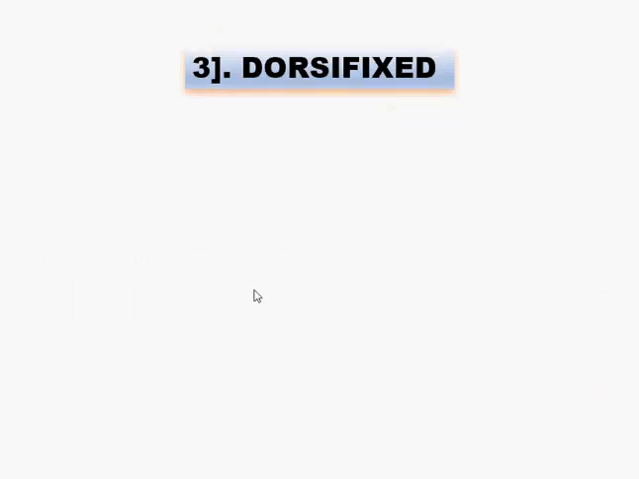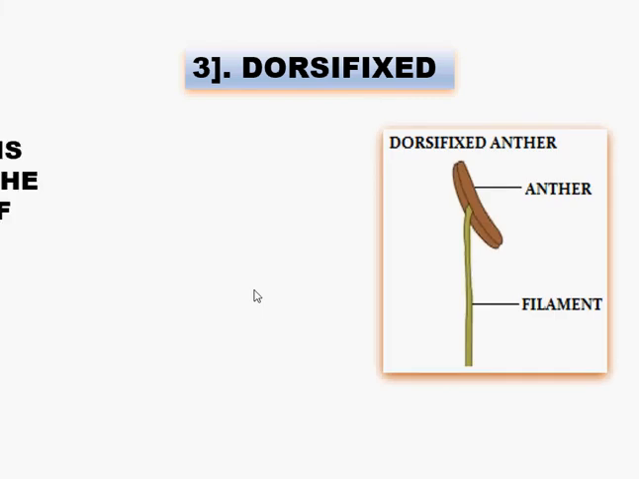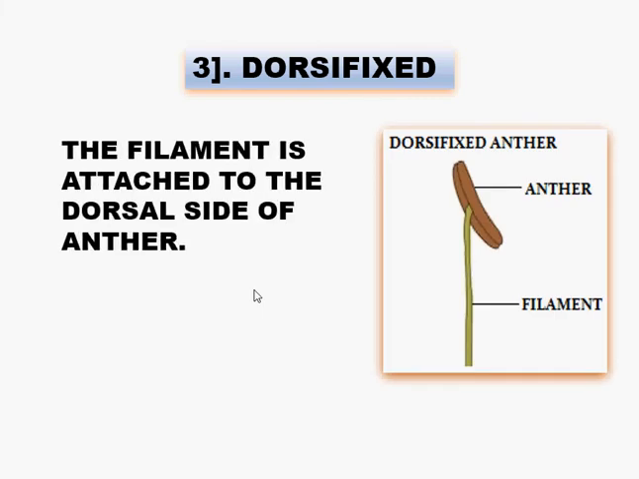Dorsifixed. The filament is attached to the dorsal side of the anther. So here in this photograph, this is the anther, and this filament is attached to the dorsal side of the anther. Example, Citrus.